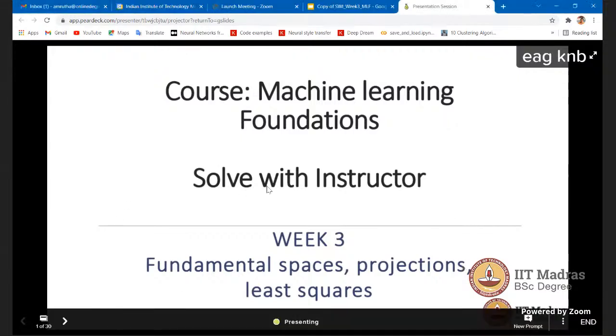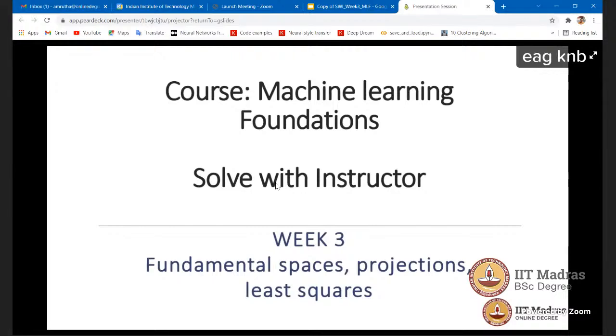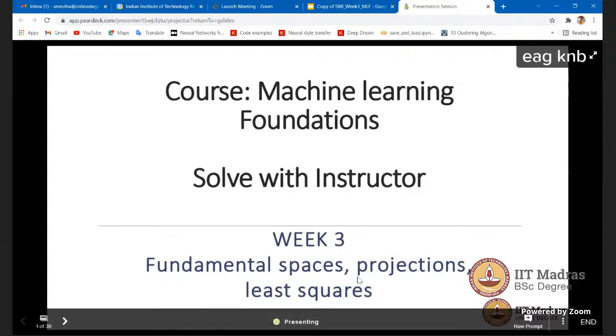In my space live session, we saw how to deal with fundamental subspaces, some projection matrices and the least squares method. So today we will get hands-on.